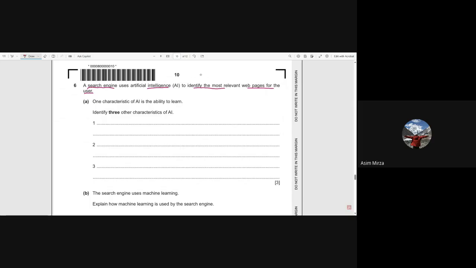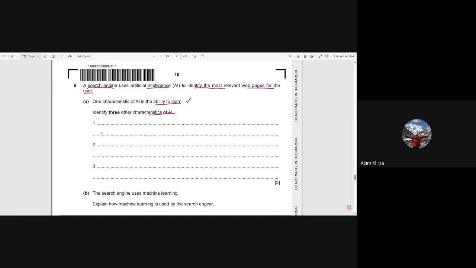Yes, we know that AI is a part of the syllabus. One characteristic of AI is the ability to learn. Okay, yes, we understand, we agree. Identify three other characteristics of AI. Dear students, you need to learn about the advantages, disadvantages, and characteristics of all these things: artificial intelligence, robotics, machine learning. So here he's talking about the characteristics of AI. We know that one characteristic is the ability to learn, right?